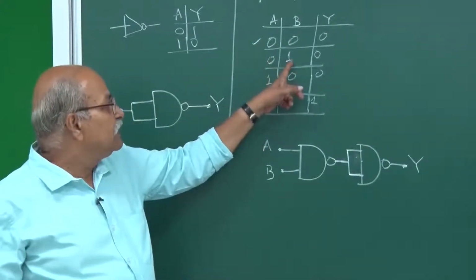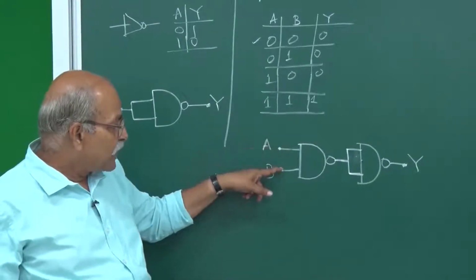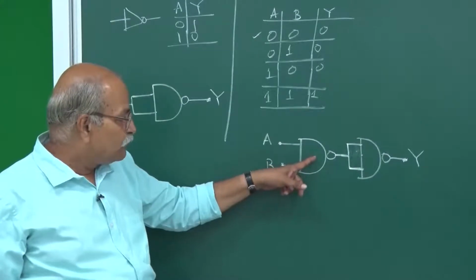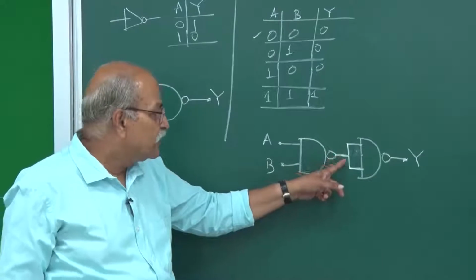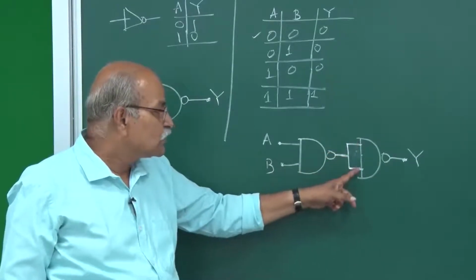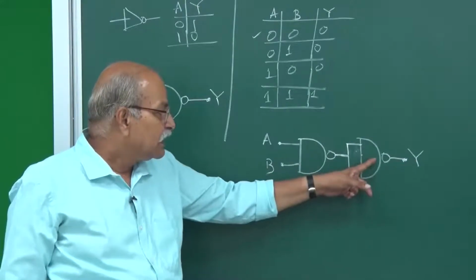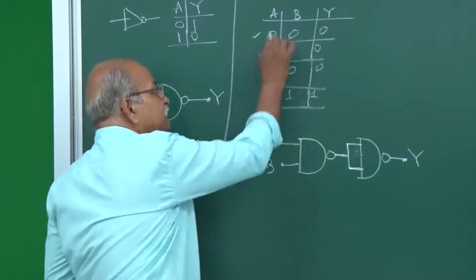A is 0, B is 1. So A is 0 and B is 1. 0 and 1. AND gate will give me 0. And therefore NOT of that will be 1. And so here it goes 1, here it goes 1. And 1 and 1, AND will give me 1 and NOT of that will give me 0. So this is 0, that's fine.